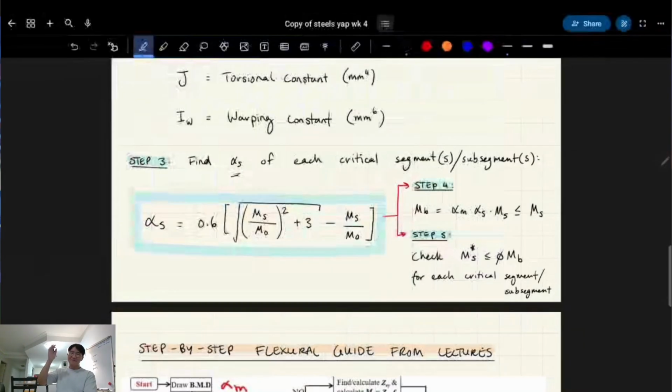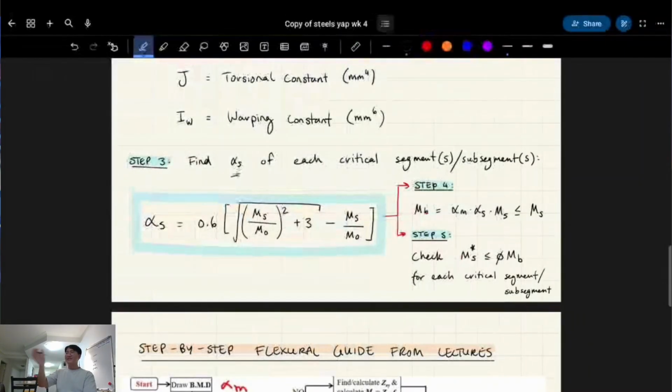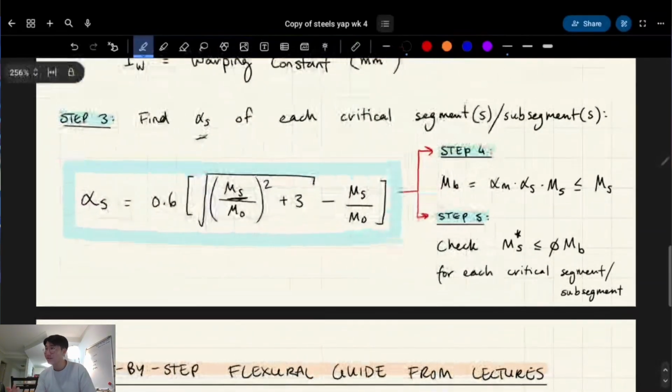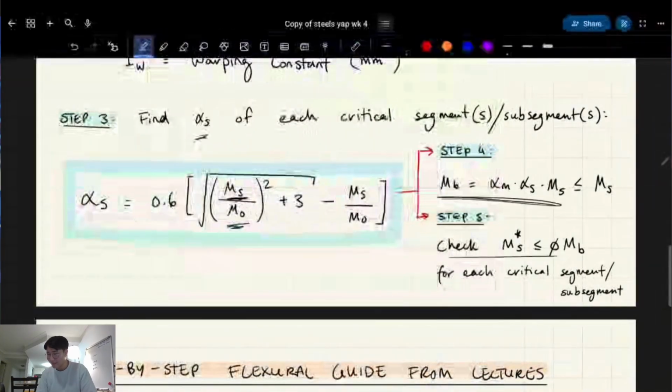Okay. Alpha S is what we were after the whole time, right? Yeah, you're right. Alpha S is what we were after, because we already found alpha M, right? So now MS was what we found when we found the section capacity, and then MO is the reference buckling capacity, right? And that's that, and then you check that, and it's all good. Okay, but you ready for this?